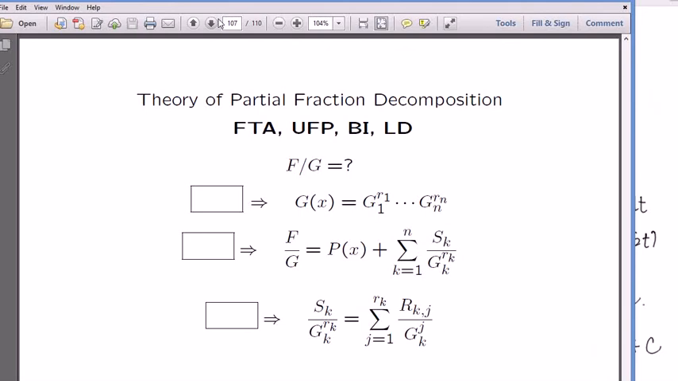They have to listen to me. So go back to the theory of partial fraction decomposition. Does this abbreviation make sense? I hope this abbreviation makes sense. Somebody shout out the first one.